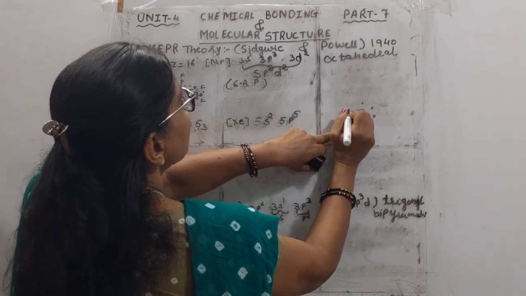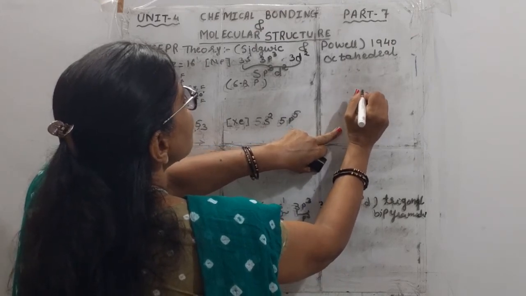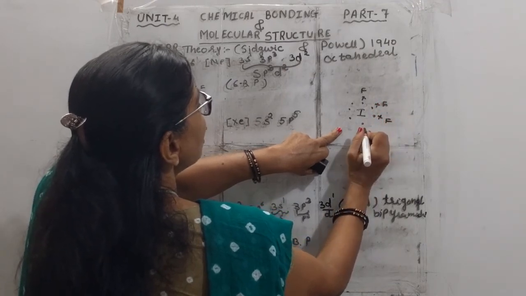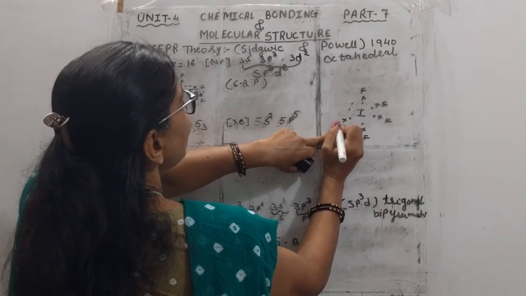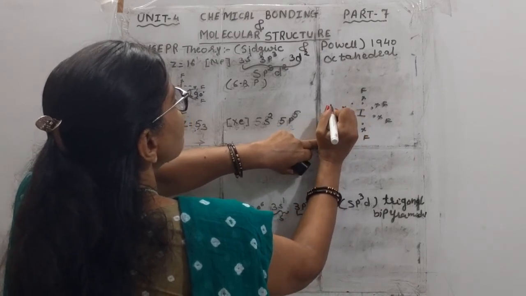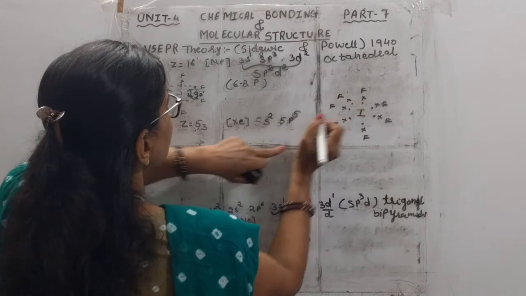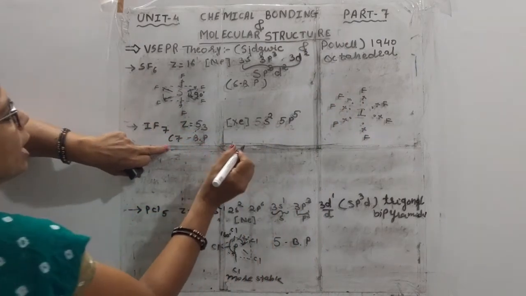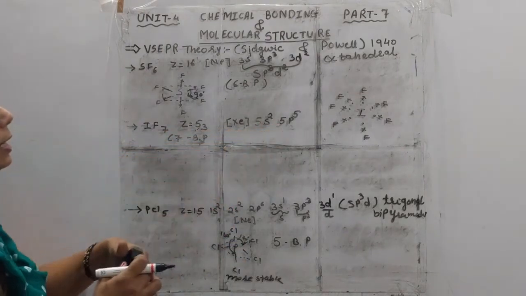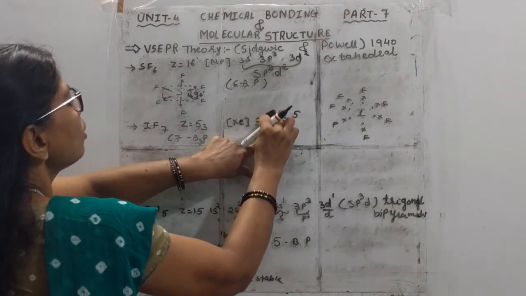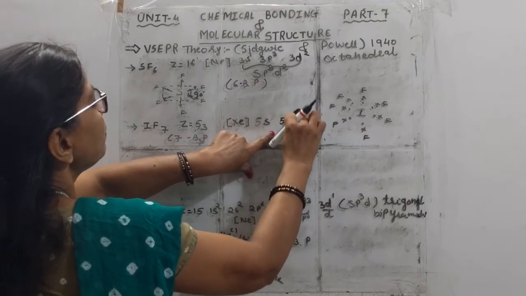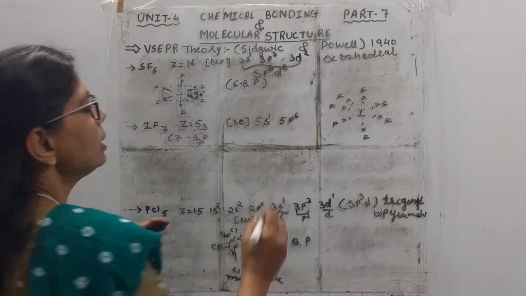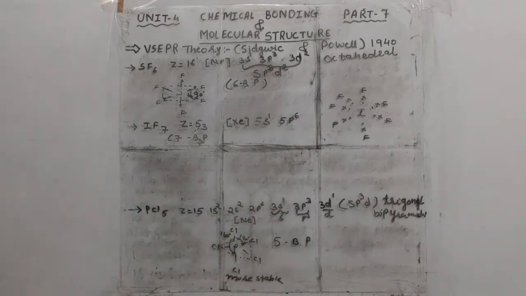Now iodine is the central atom with 7 valence electrons, 1, 2, 3, 4, 5, 6 and 7, which is surrounded by 7 fluorine atoms. So here we have 7 bond pair. Now this is the ground state. In excited state, students, here we have 5s1 and 5p6. This is the excited state configuration.